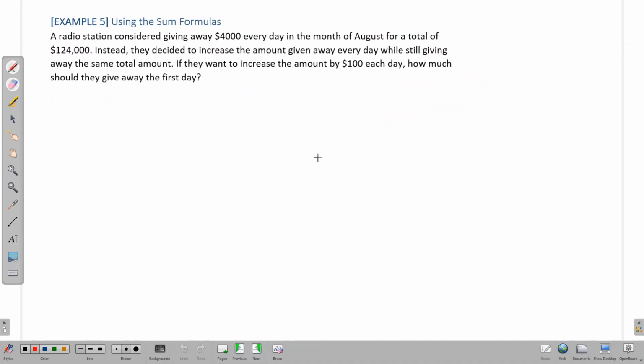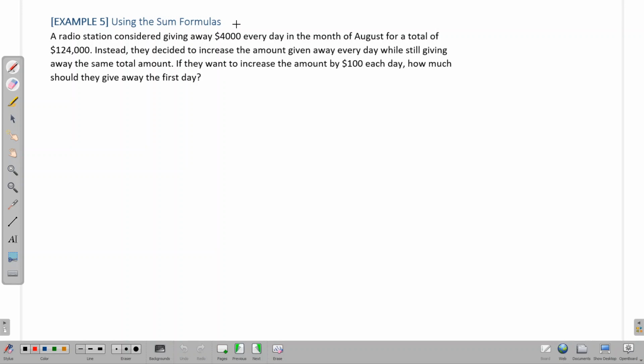Okay, let's try an application problem. So this one says a radio station considered giving away $4,000 every day in the month of August for a total of $124,000. Then they decided they wanted to scrap that idea. They said instead they wanted to increase the amount they gave away every day while still giving away the same total amount. So they only have $124,000 to give away.